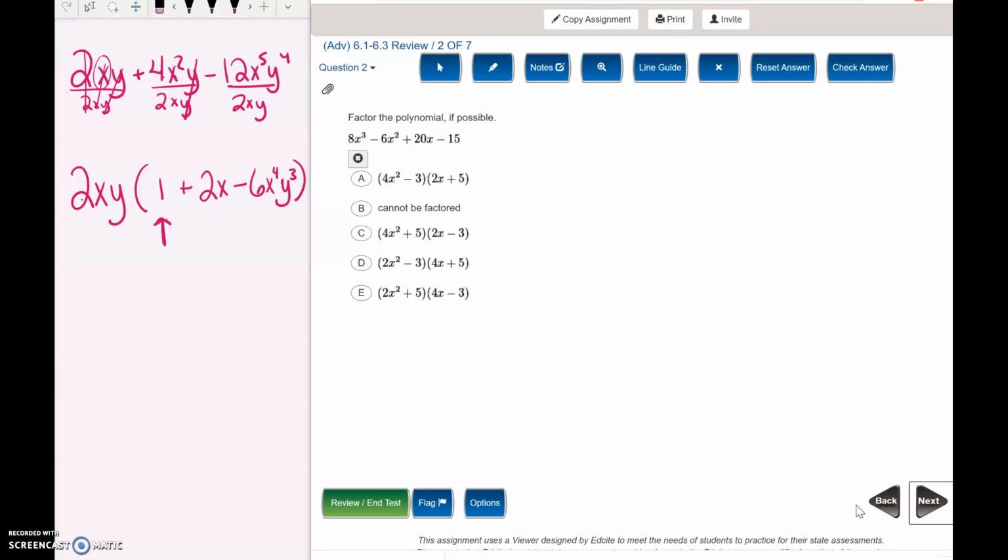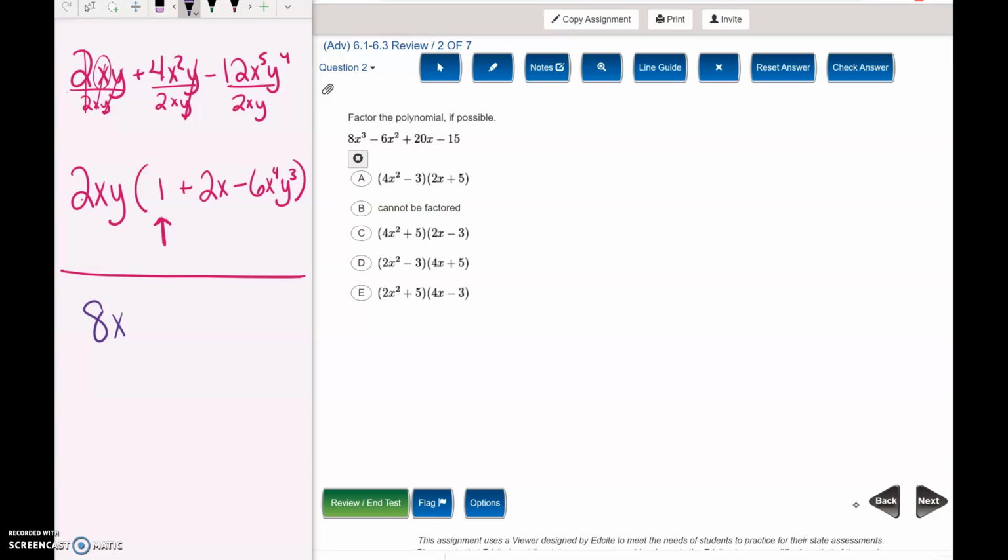This one's multiple choice. Factor the polynomial if possible. 8x to the third minus 6x squared plus 20x minus 15. Anytime there's a 4-term polynomial, you're going to factor by grouping. First, you should always check to see if there's a greatest common factor. The last term doesn't have an x, so we can't pull an x out. And the first 3 have 2 in common, but 15 doesn't. 15 would be 3 and 5, and no, they don't.